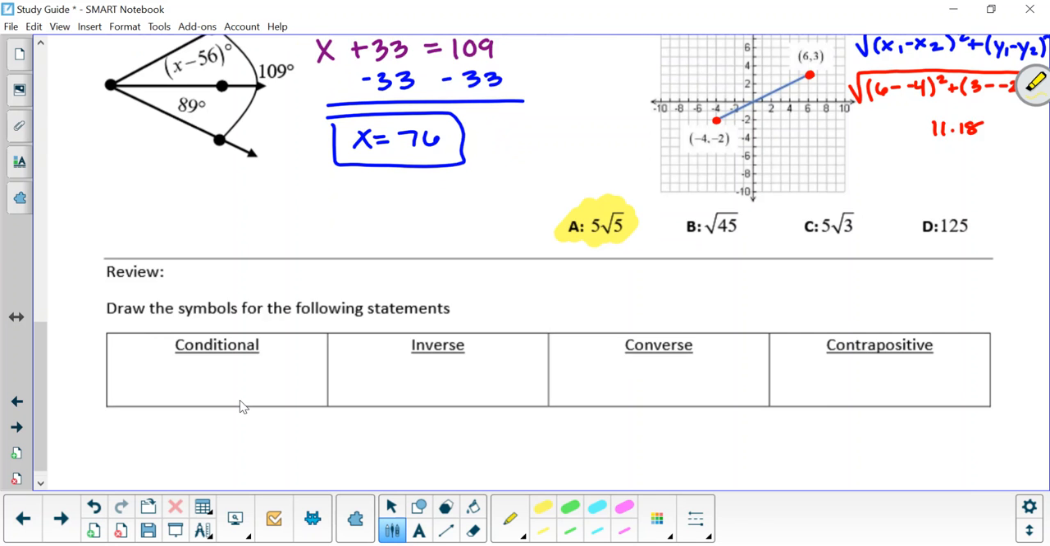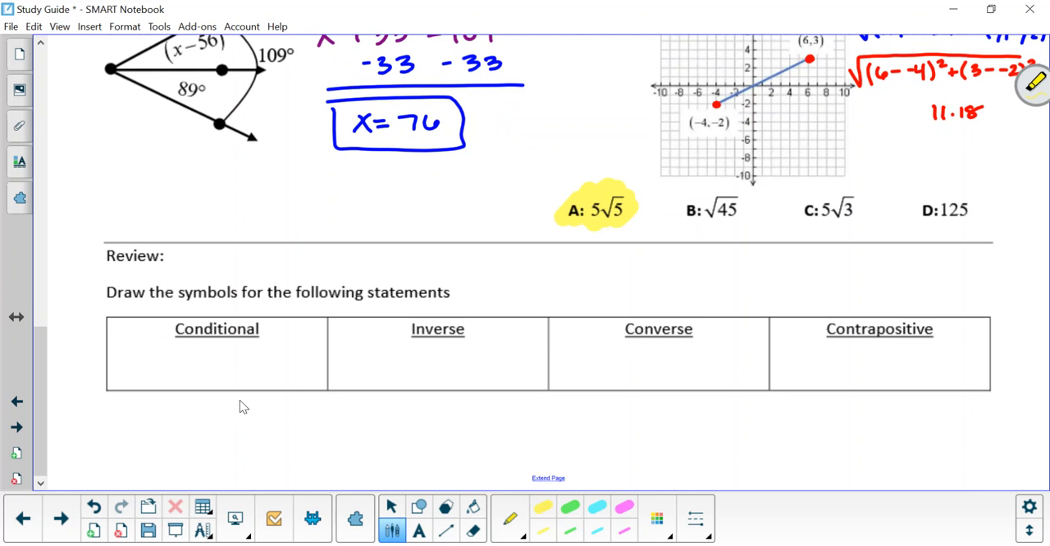Now, there is a review section on the test, so you will want to review your Unit 2 with all the symbols and the words. You want to review those notes, but a big concept you will need to know are your statements. Remember, your conditional statements are if A, then B. Your inverse was if not A, then not B. Your converse was if B, then A. And your contrapositive was if not B, then not A.